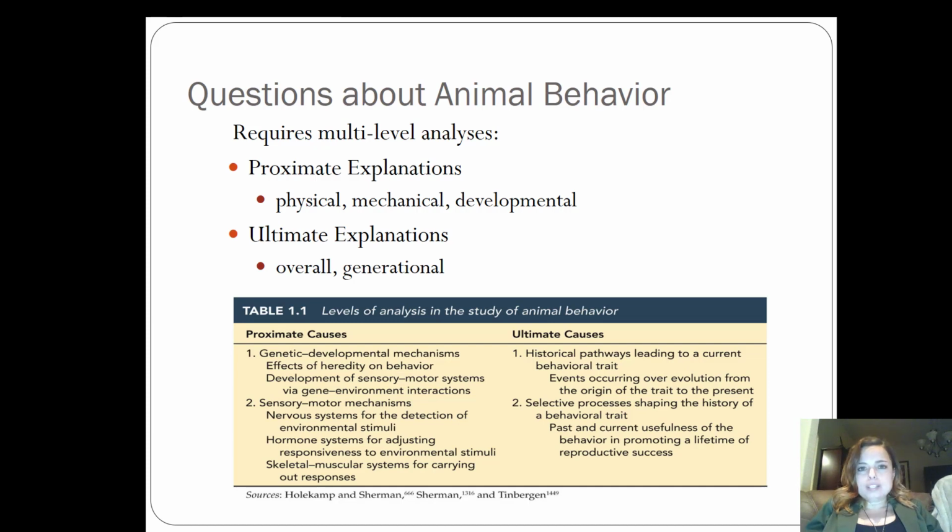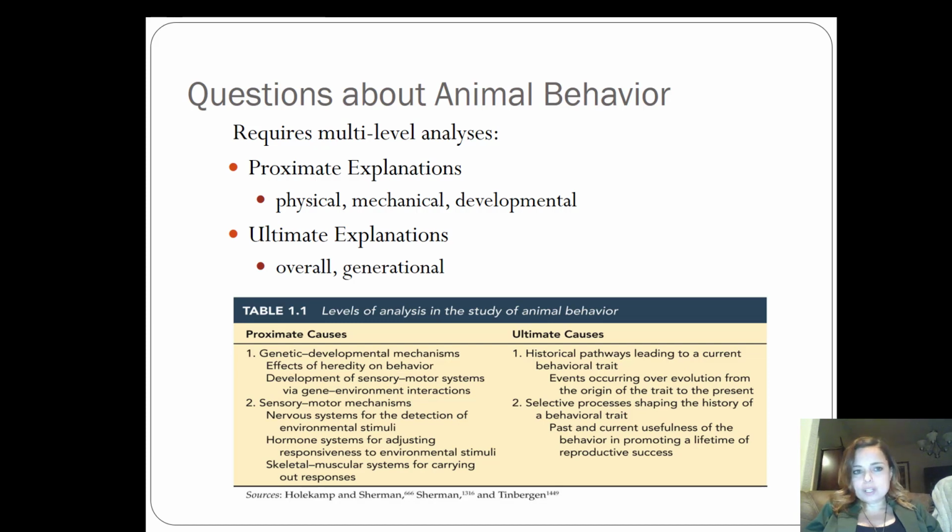There are two kinds of questions that ethologists can ask when they are designing their studies for animal behavior. They can ask if their research question is really a proximate analysis. What can they learn about what's going on in the here and now within that organism's lifespan, the physical, mechanical, or developmental changes that are taking place during the time that this behavior is exhibited, or ultimate explanations like overall multi-generational effects that occur within that organism.